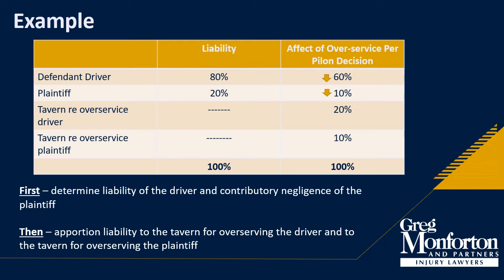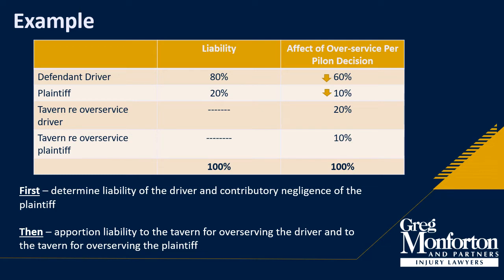They need to look at the liability of the defendant driver, they need to look at the liability of the plaintiff, and then they need to look at the degree to which the tavern contributed to the defendant driver's liability by overserving the driver, and the degree to which the tavern contributed to the plaintiff's liability by overserving the plaintiff. So the easiest way to do this is to first look at it as if there's no tavern involved.